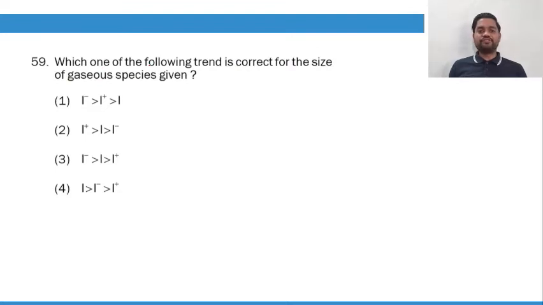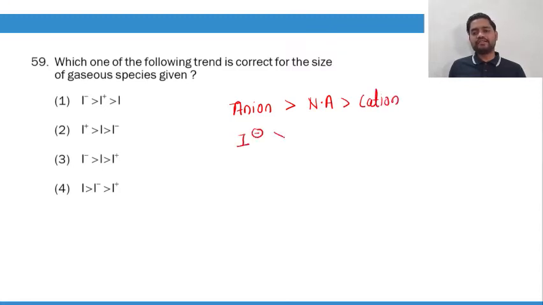59. Which of the following trends is correct for the size of the gaseous species given? So I can see a negative, positive and neutral. According to the atomic radii, an anion of the same element will have a larger size than its neutral atom, and then its cation. Since iodine is given, the order will be I minus, then its neutral atom, and then the iodine cation. So the option over here will be option number 3. So question number 59, again option 3.